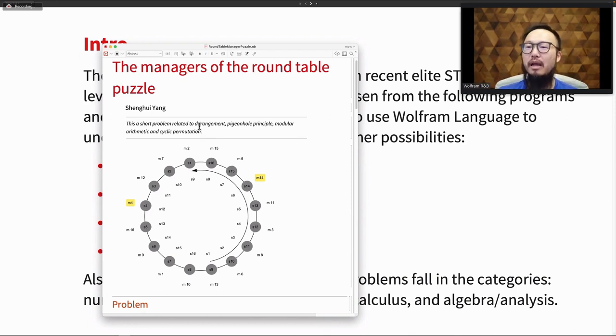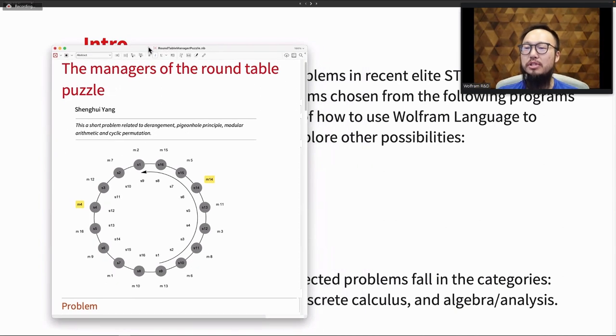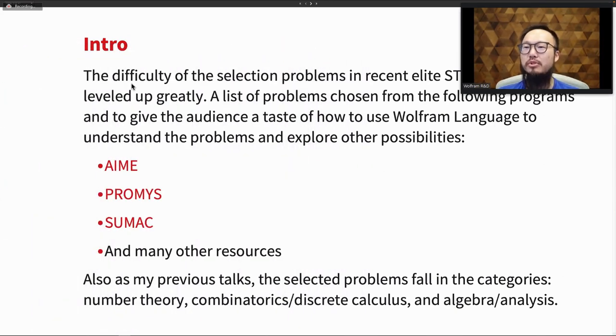But these ideas and concepts are really abstract if you don't do any simulation or experiment to help you understand what's behind them. You also need to throw in a bunch of parameters that you can change, so that you can see how these parameters change the solution and how they affect our solution seeking process. So I would like to give you some examples during this talk. These problems are usually selected from very elite resources.